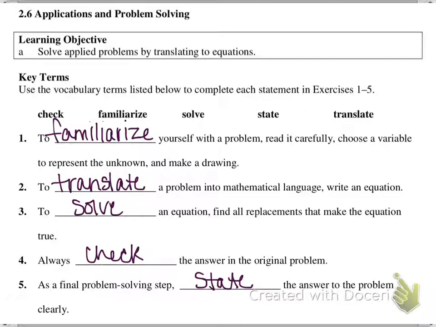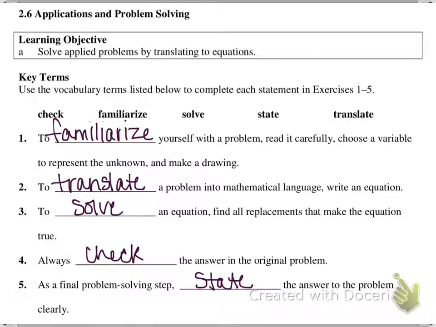Now we're going to look at applications and problem solving, or word problems. A process that you can go through when solving word problems is to familiarize yourself with the problem, read it carefully, choose a variable to represent the unknown, and make a drawing. A drawing is always very helpful when you're working with word problems.